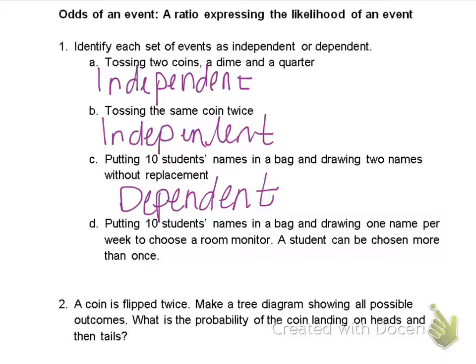Okay, the last one is if you put 10 students' names in a bag and you draw one name per week to choose a room monitor, and a student can be chosen more than once. That means you are putting their name back in the bag each week. This would be independent because it's the same number of names in the bag each time, and it doesn't have anything to do with what name was drawn the previous time.